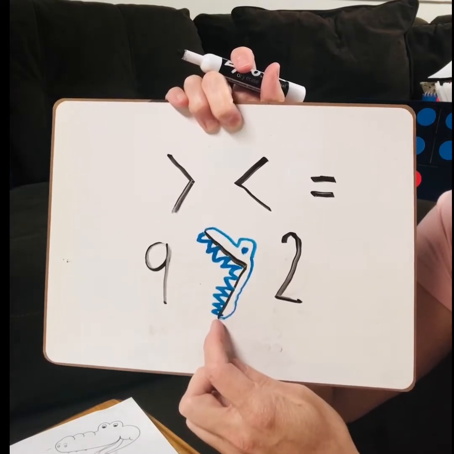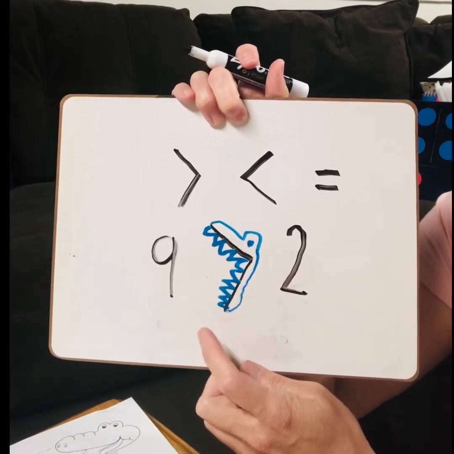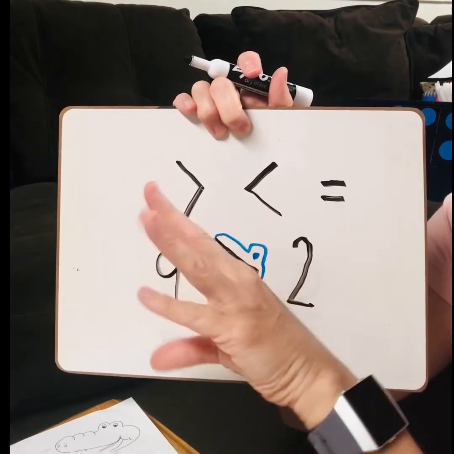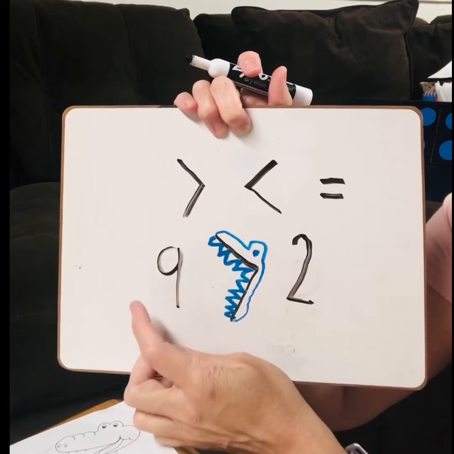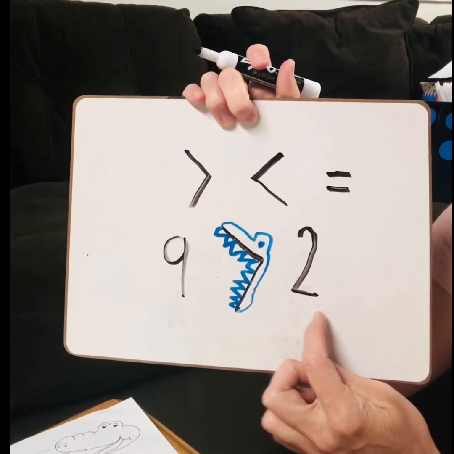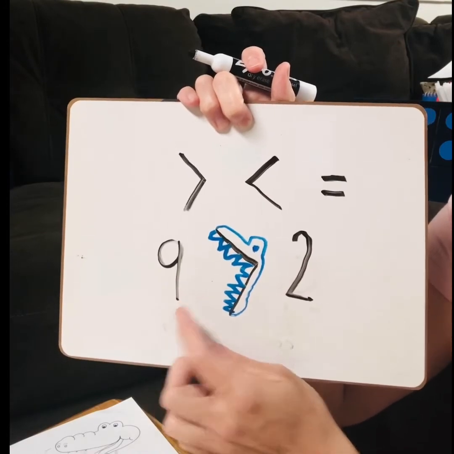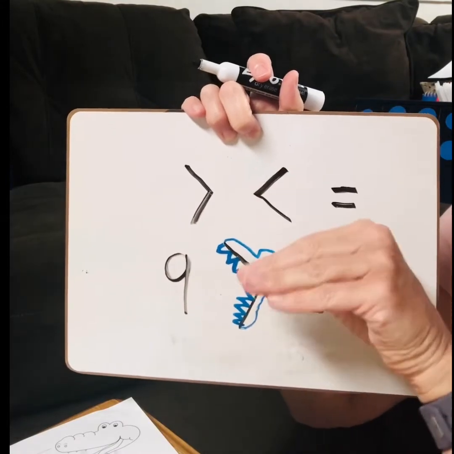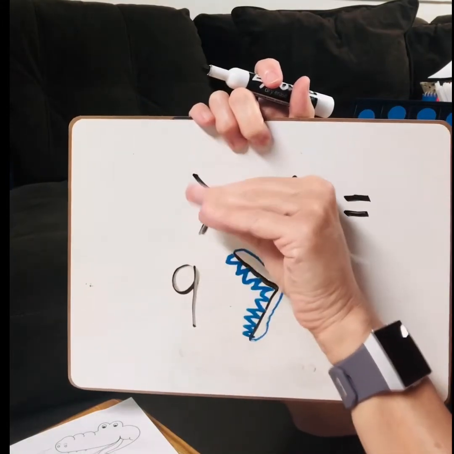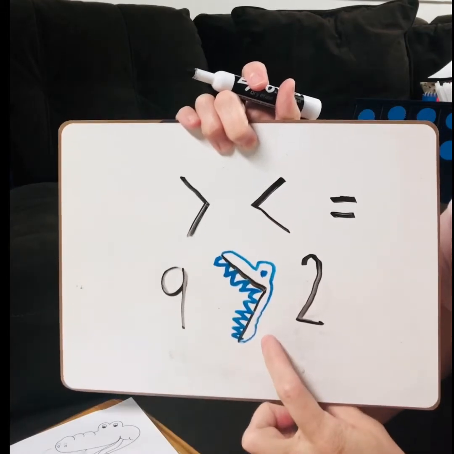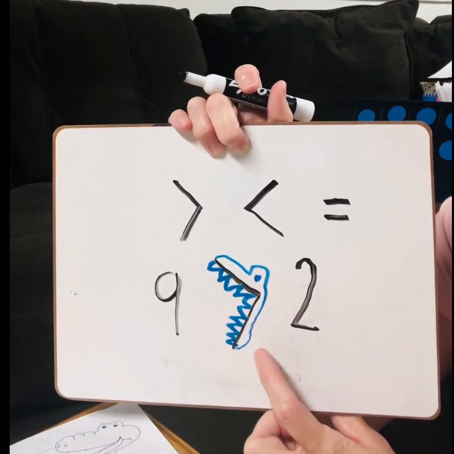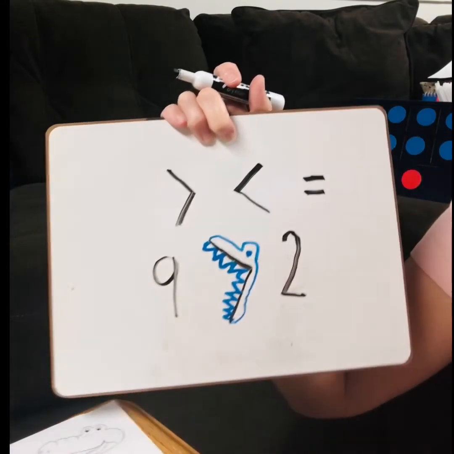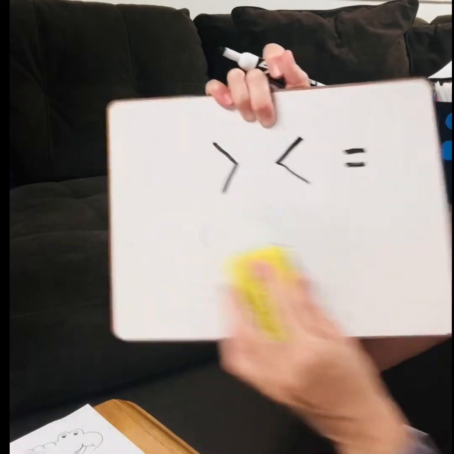Well, the alligator wants to have more candy as well. And so as you can see, his mouth is going towards the 9 pieces of candy. He doesn't want 2 pieces of candy. He wants 9. So whenever you see this symbol, you have to think of it as like an alligator opening its mouth. And the alligator is so hungry, it's only going to want the larger number. All right, so watch. Let me erase this.